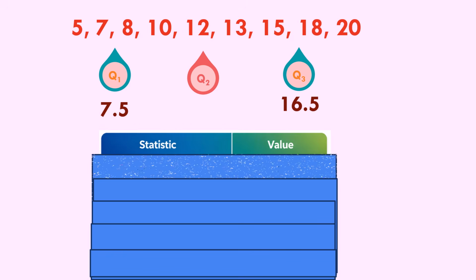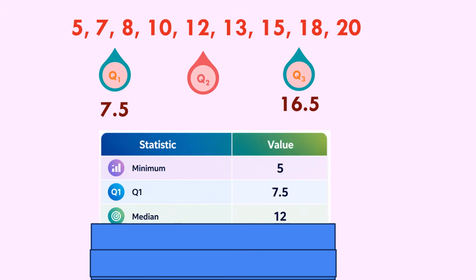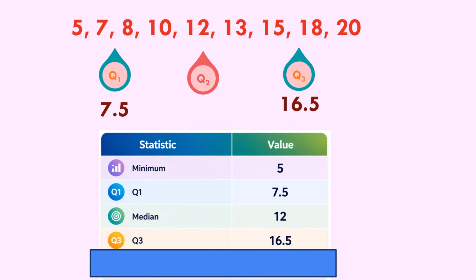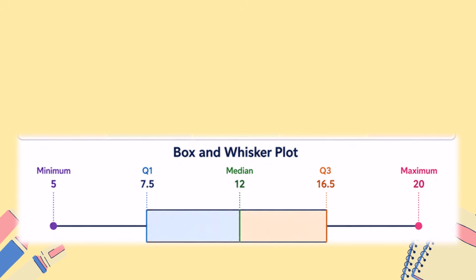So the minimum value is 5. Quartile 1 is 7.5. Quartile 2 is 12. Quartile 3 is 16.5. And the maximum value is 20. Using the box and whisker plot, the median, 12, is at the center, the quartile 1 is 7.5, the quartile 3 is 16.5. So this is the box and whisker plot. The minimum value, we extend on the line. The minimum value is 5, and on the right side, the maximum value is 20.